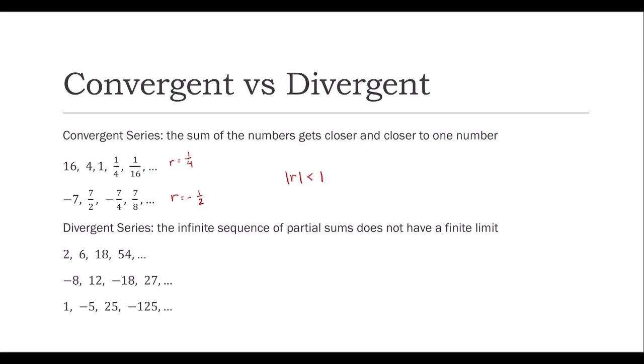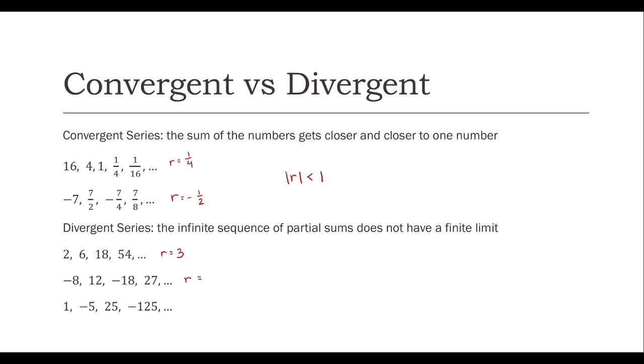In a divergent series, the infinite sequence of partial sums does not have a finite limit. So this first sequence right here is 2, 6, 18, 54. So your rate is 3. With each additional number, your sum is going to get larger and larger and will not approach a finite limit. In this second one, you have -8, 12, -18, and 27.